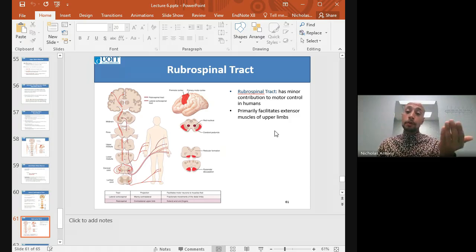So this is the medial upper motor neuron tracts and the lateral upper motor neuron tracts. Medial upper motor neurons are for core and posture muscles. The lateral ones are for voluntary control of our movements, for fine control or fine movements.